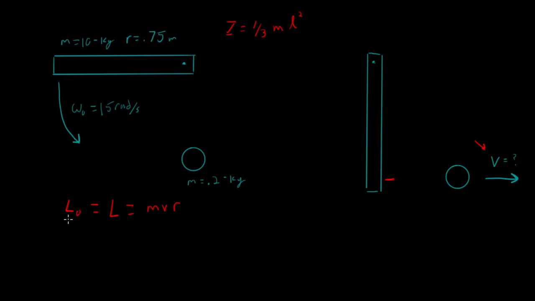And so now our initial angular momentum, that's going to be I times omega, which I is going to be this 1/3 ml squared. So I've got 1/3. Then my mass is going to be 10. My L is going to be the radius here, 0.75.